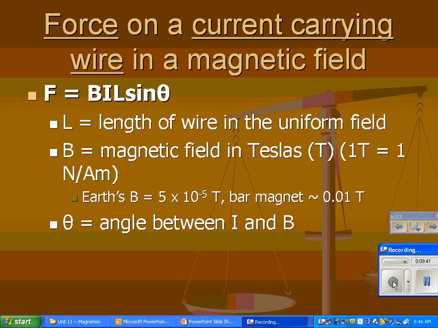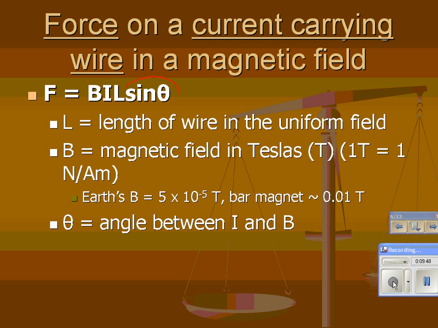When the wire is perpendicular to the magnetic field, what's the angle? 90. Sine of 90 is 1. So that is when the force is going to be the strongest. You will get the most force in your wire when it is perpendicular to the magnetic field. Any other angle, you will get less force.